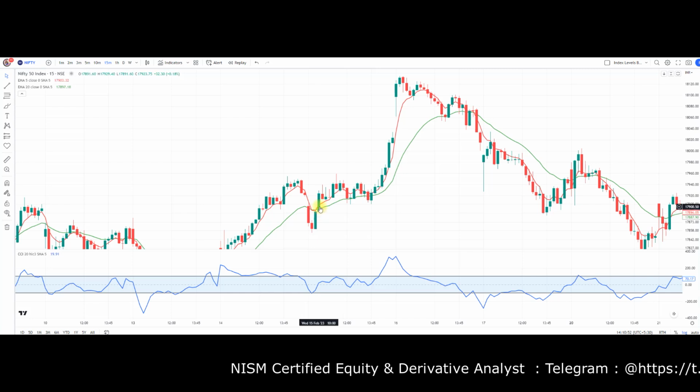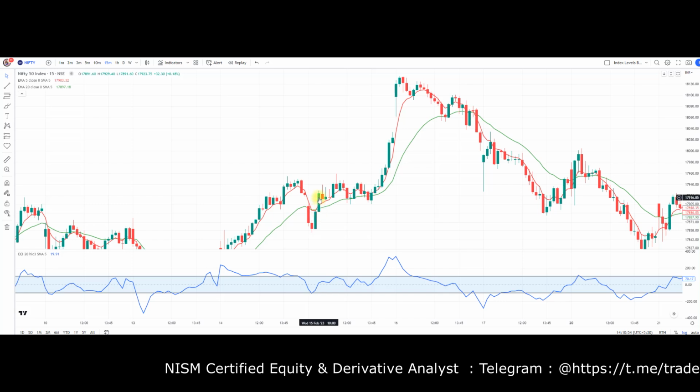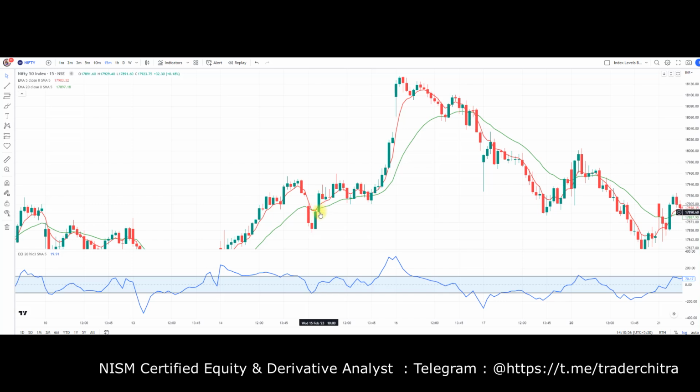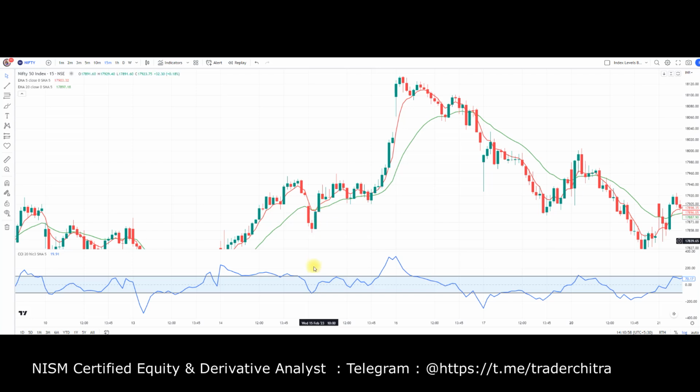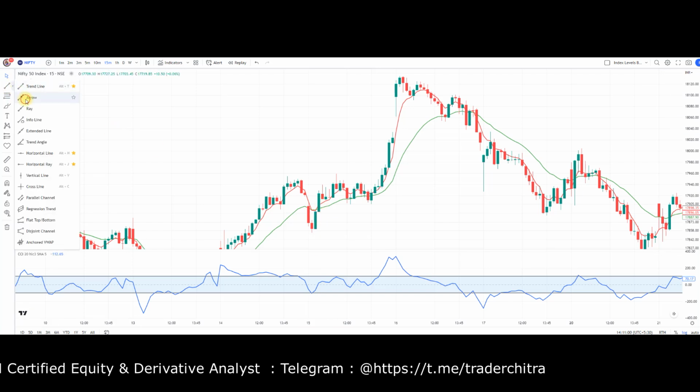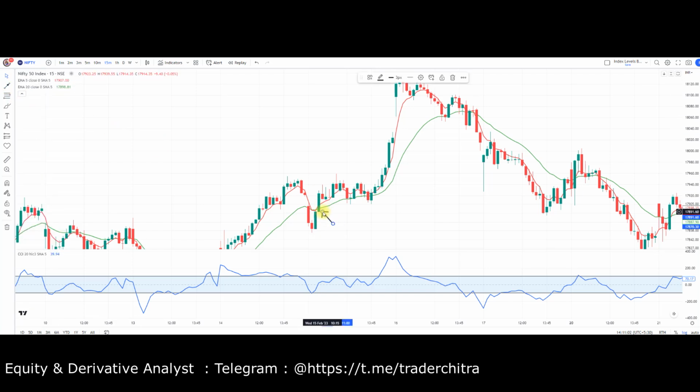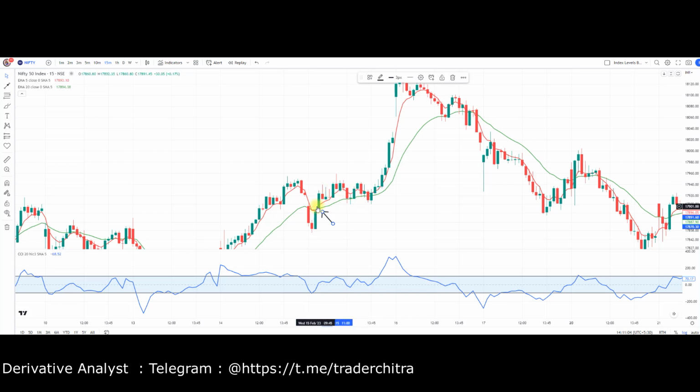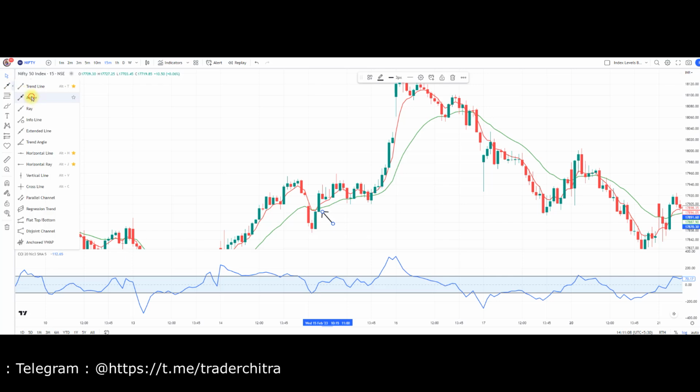This green candle closed above the 5 and 20 EMA. That is, we got a bullish crossover in this green candle. So when you enter into the long trade above this green candle, the stop loss will be the low of the green candle. Here we can look into the CCI also.